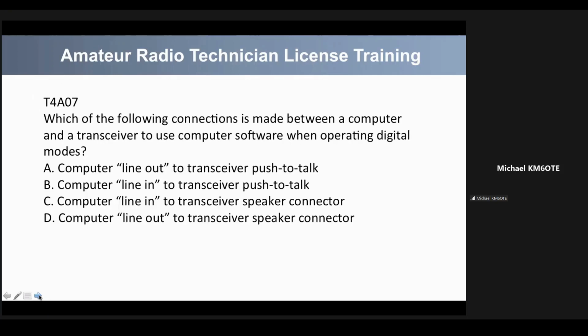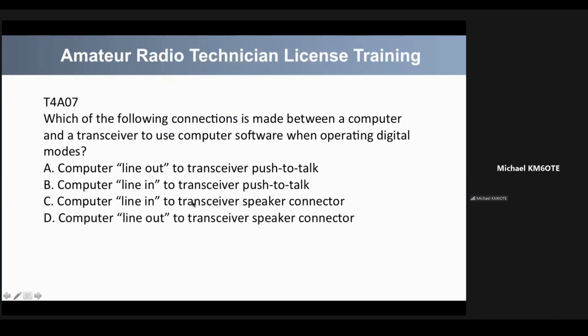Which of the following connections is made between the computer and transceiver to use computer software and operate digital modes? Line out to transceiver push to talk. Well, we didn't talk about push to talk. Line in to transceiver push to talk. We didn't talk about that. Line in to the transceiver speaker.